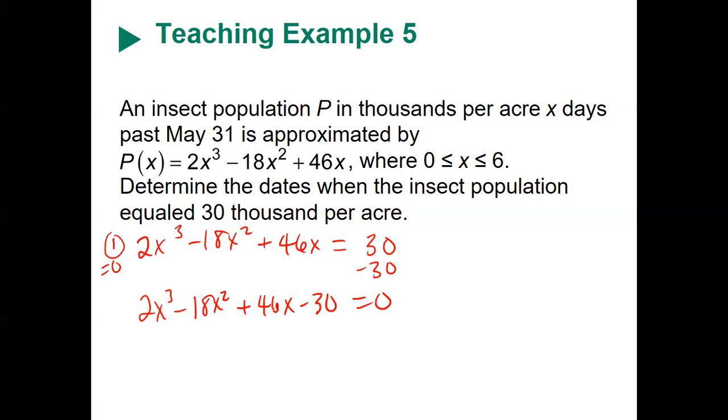Okay. After I do that, I then want to start factoring. Step 2 is where we're going to factor. I can factor out a GCF. What is the GCF that I can divide all of these by? 2, right? So we're left with 2, and we have now x cubed minus 9x squared plus 23x minus 30.